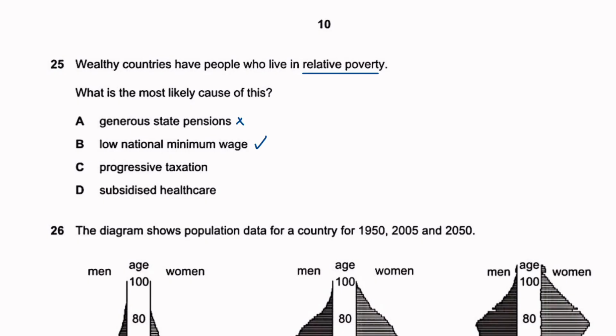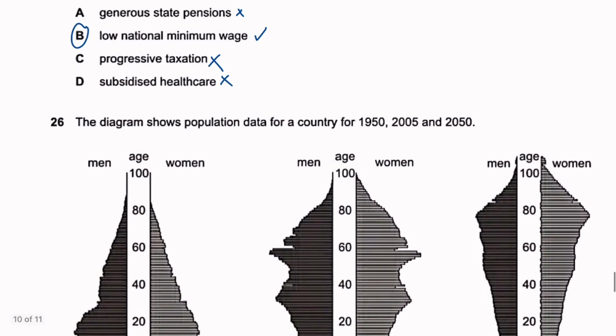So maybe those people who are in relative poverty are working in lower wage jobs, like janitor, waitress. So if the minimum wage is lower, this is not beneficial for them, and this will cause them to be stuck in relative poverty. C. Progressive taxation, subsidized healthcare. So both of these actually target the rich people. Okay, so B is the correct answer.